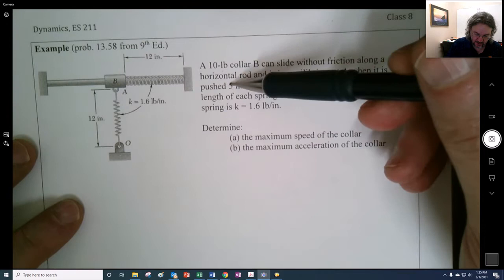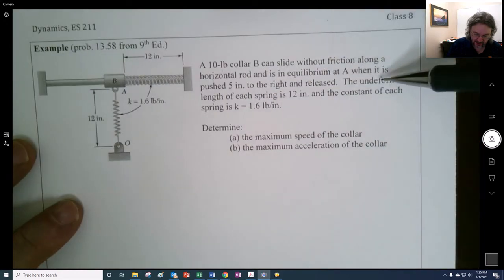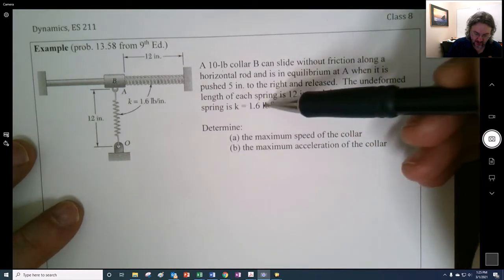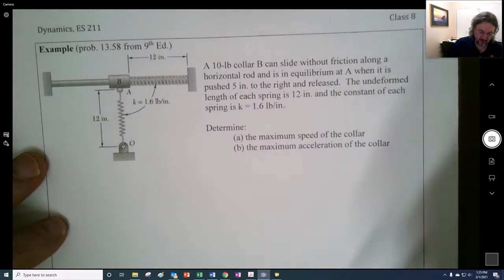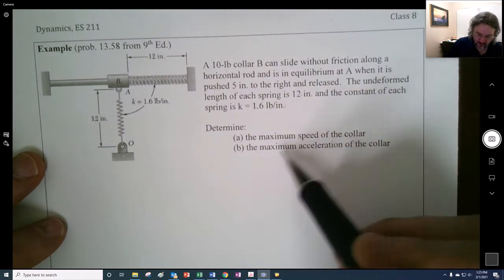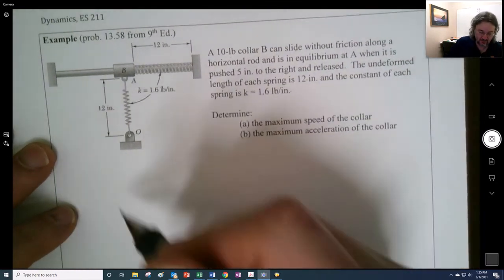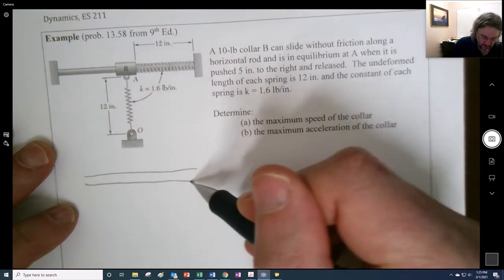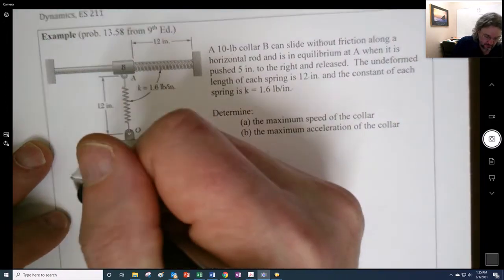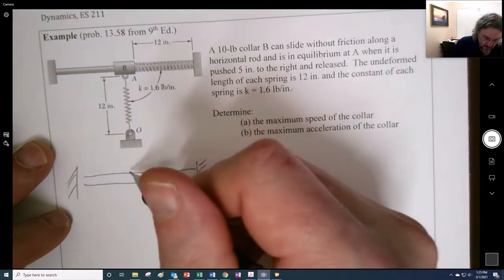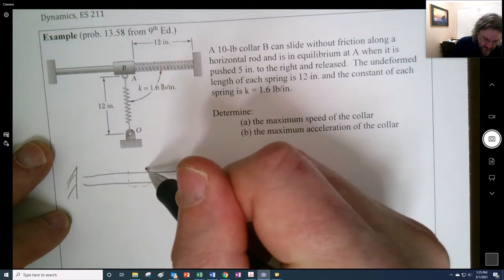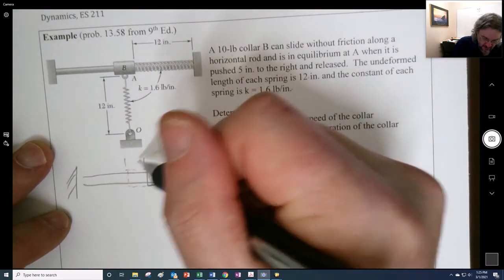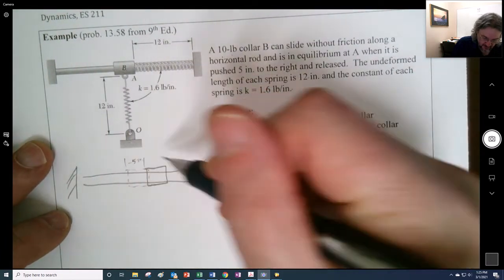When it is pushed 5 inches to the right and released, the undeformed length of each spring is 12 inches, and the constant of each spring is 1.6 pounds per inch. So we want to find the maximum speed of the collar, and we want to find the maximum acceleration of the collar. So I'm going to draw this thing, try to draw it somewhat neatly here. And here it is, it's a ghost, and I'm going to move it over here so that it has moved all of 5 inches right there, okay?